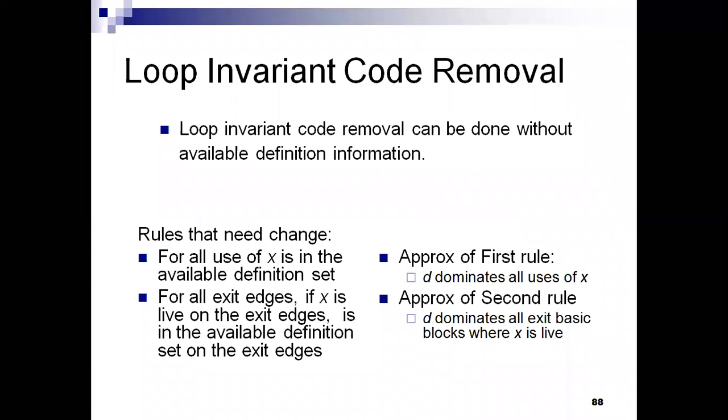Again, loop invariant code removal can be done without available definition information. What it means is that the rules need to change. For all uses of x, the definition D is in the available definition set. For all exit edges, if x is live on the exit edges, D is in the available definition set on the exit edges. As an approximation of the first rule, D dominates all uses of x. Coming to rule number 2, D dominates all exit basic blocks where x is live.